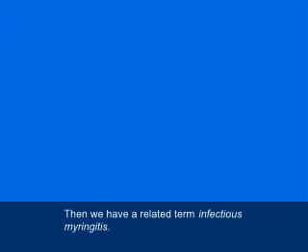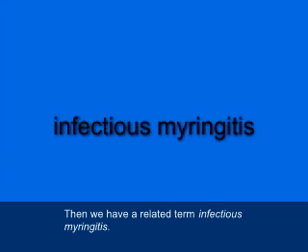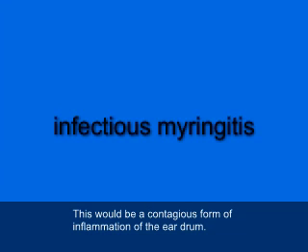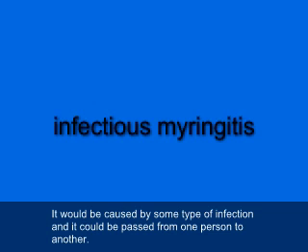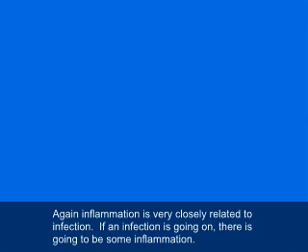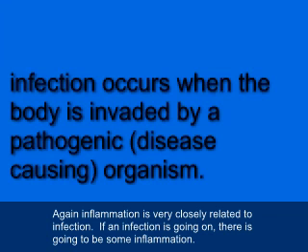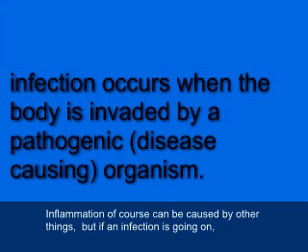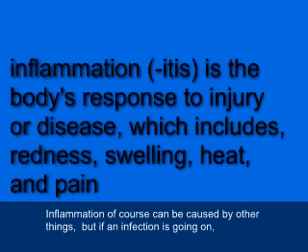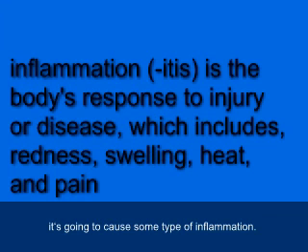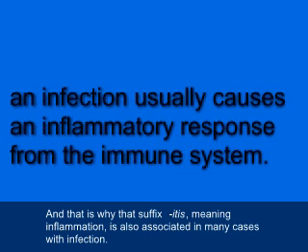Then we have a related term, infectious myringitis. This would be a contagious form of inflammation of the eardrum. It would be caused by some type of infection, and it could be passed from one person to another. Again, inflammation is very closely related to infection. If an infection is going on, there's going to be some inflammation. Inflammation, of course, can be caused by other things, but if an infection is going on, it's going to cause some type of inflammation, and that's why that suffix itis, meaning inflammation, is also closely associated in many cases with infection.